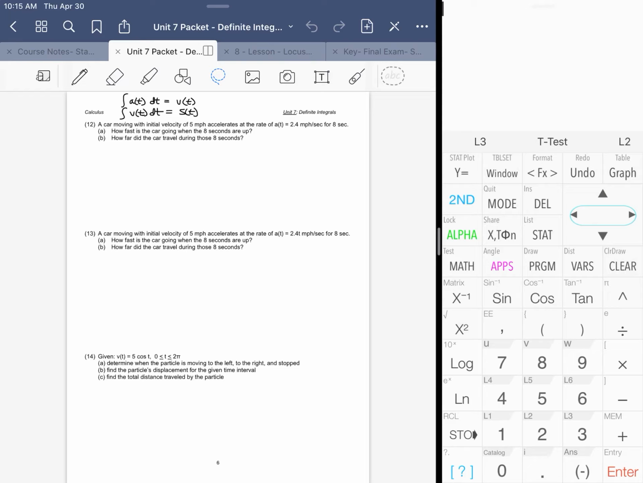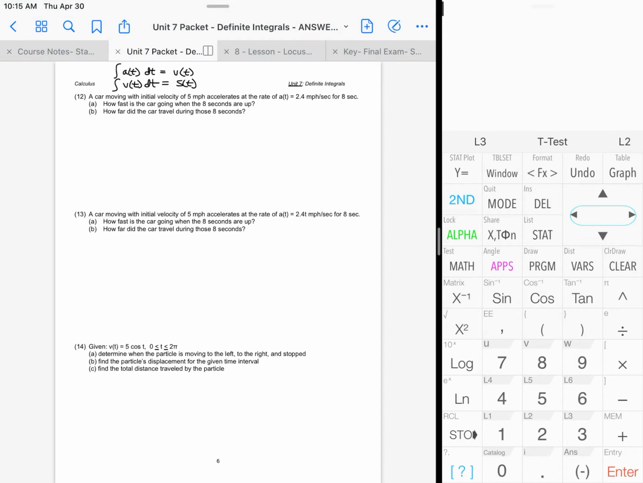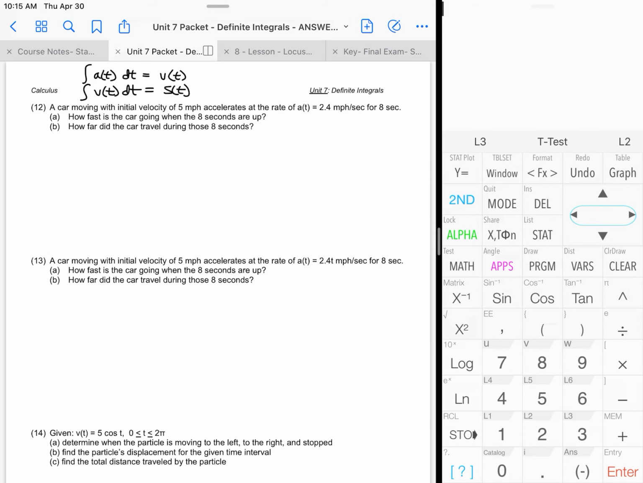Okay, so we're looking at page 6 in our packets. These are the word problem variations on the definite integral net and total area questions that we've been looking at. So one thing I wanted to do was remind us of a couple of relationships. One is that the antiderivative of acceleration is velocity, and another is that the antiderivative of velocity is position.